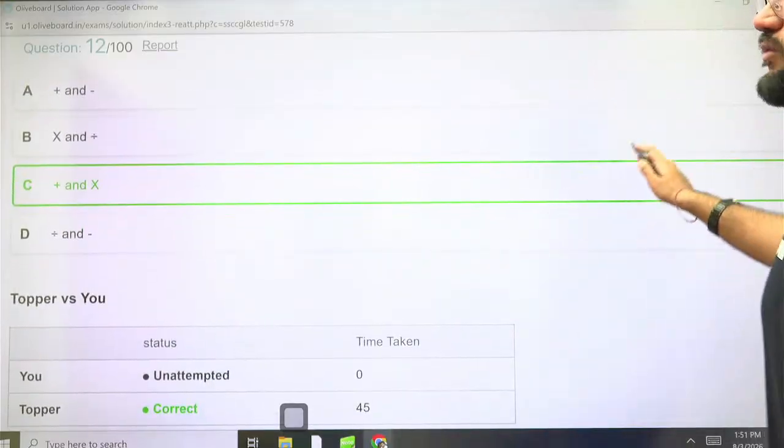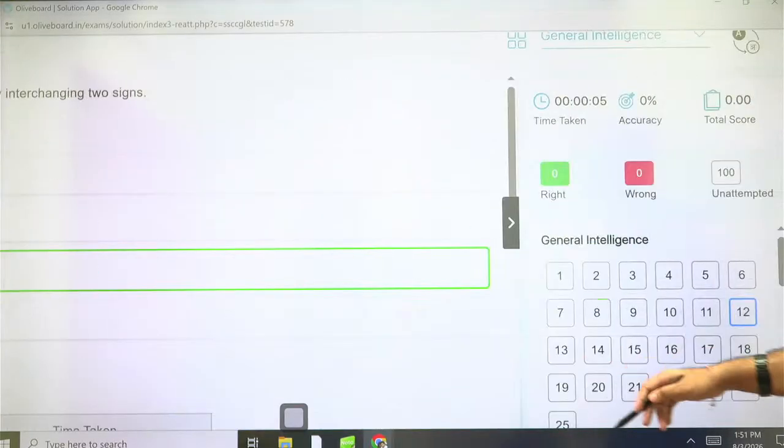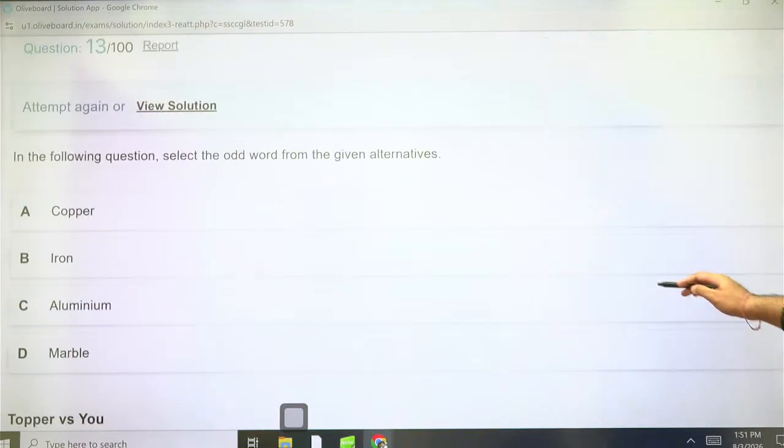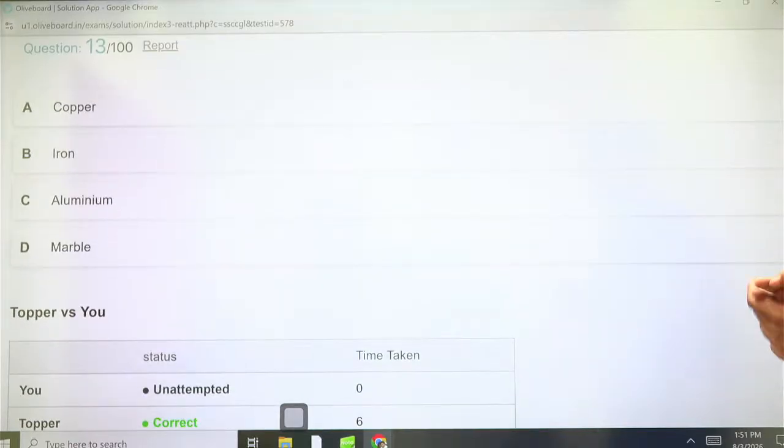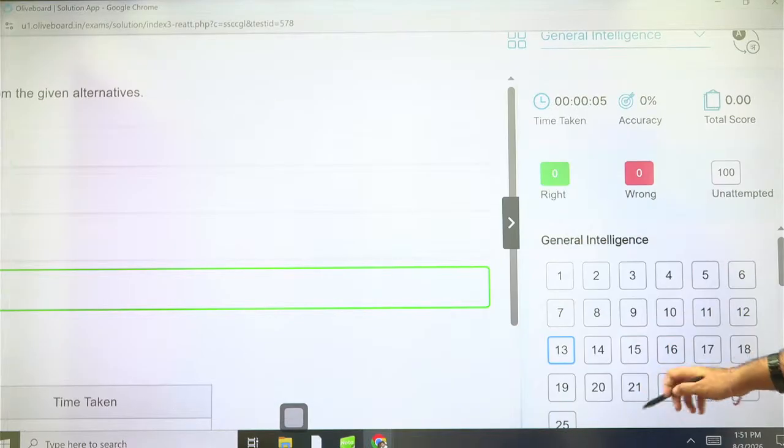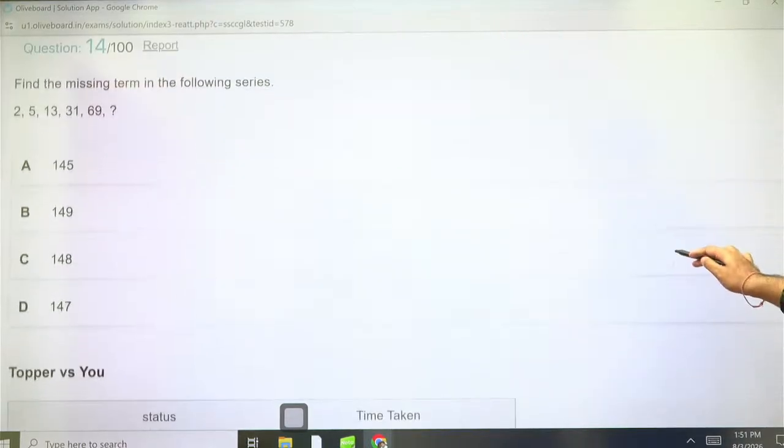But either which ways, you can go ahead. 45 seconds. C is the right answer. Next. Odd word: copper, iron, aluminium, marble. I think it's quite clear. 3 are metals. Marble is not. Option D is the right answer. 6 seconds. Next. Missing term.